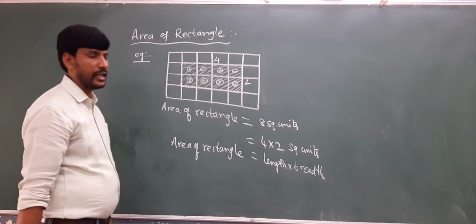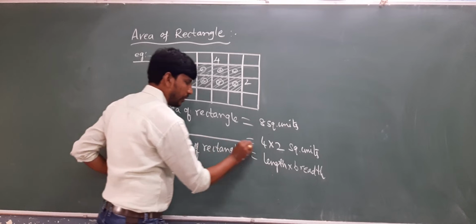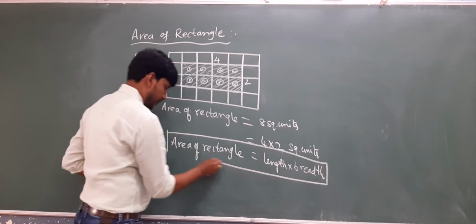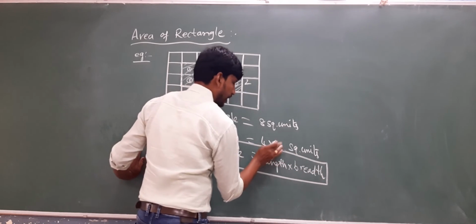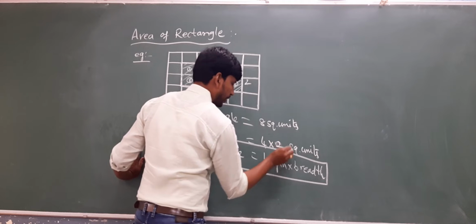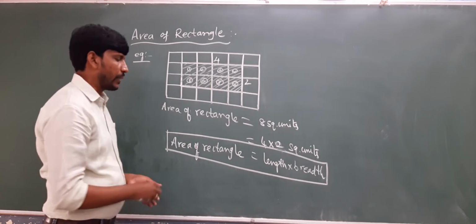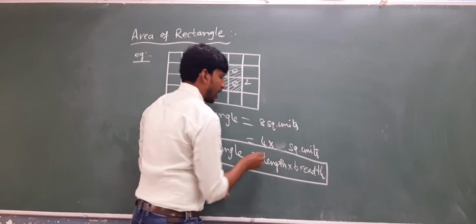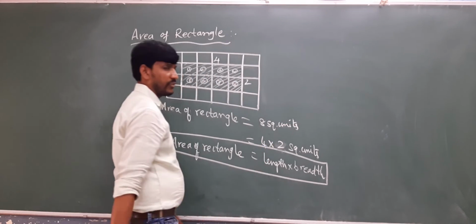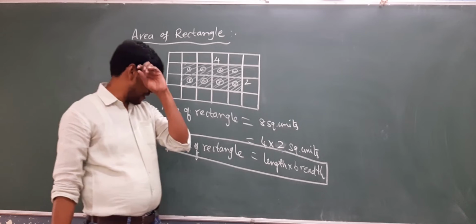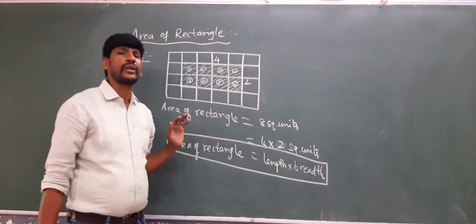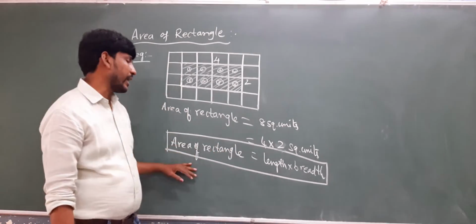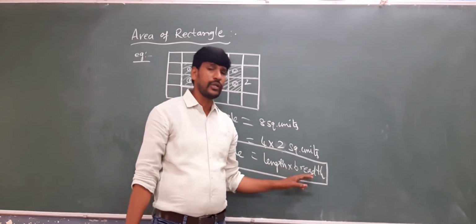What is the formula here? Length into breadth. Sorry, it is 2 units. Okay, 4 into 2. Length into breadth. So what is area of rectangle? Already we discussed in the previous classes, in 5th class as well as 4th class, the area of rectangle. Area of rectangle equal to length into breadth.